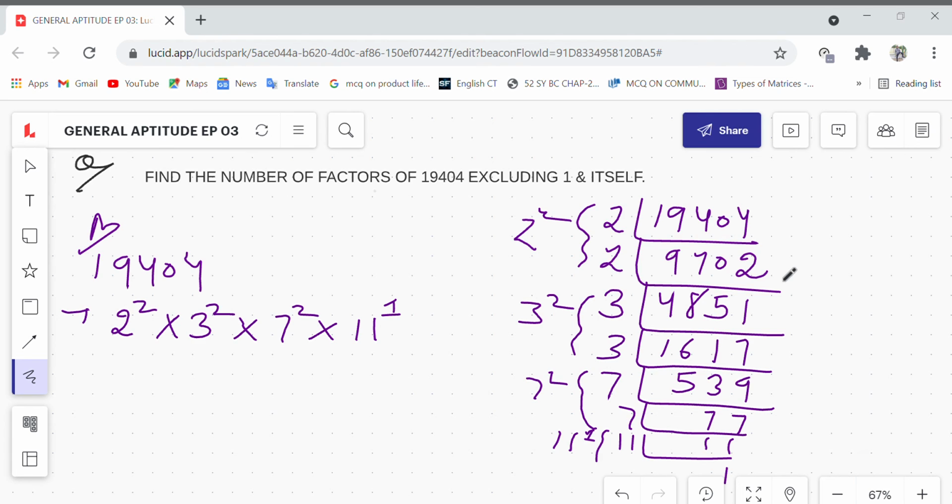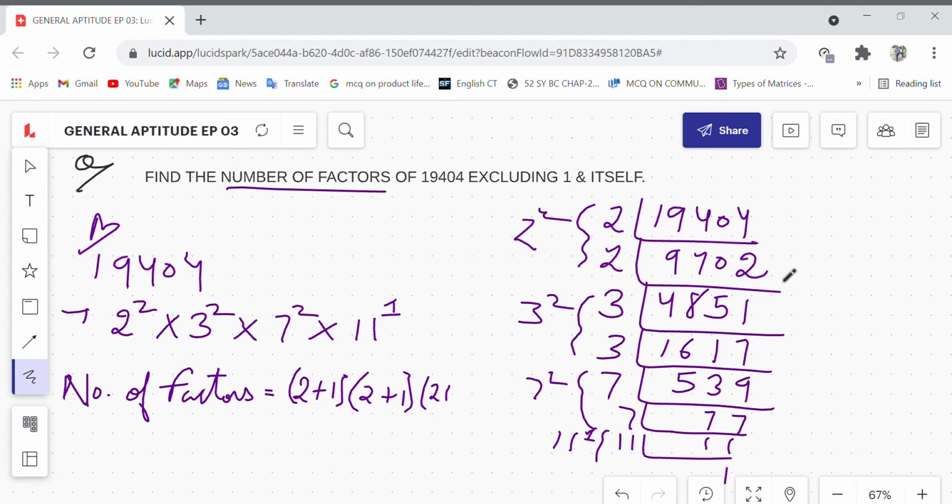So it is asking again to find the number of factors. So simple, number of factors equal to 2 plus 1 into 2 plus 1 into 2 plus 1 into 1 plus 1, which will give 3 into 3 into 3 into 2. 3 threes are 9, 3 nines are 27, into 2 is 54.